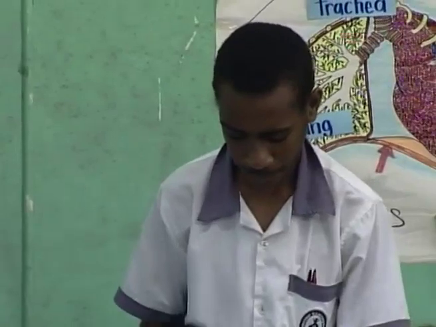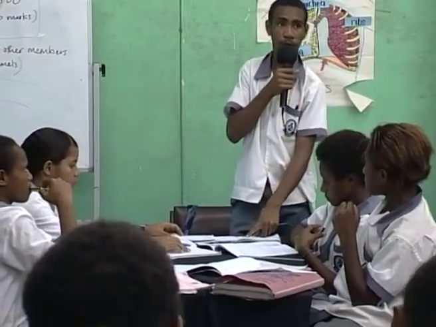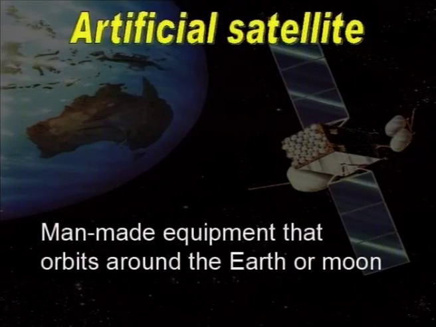Okay, JJ. It's a man-made equipment that orbits around the Earth or Moon. It is a man-made equipment that rotates around the Earth. Very good. JJ was taking down his notes. If you were taking down your notes, then you would have answered in the same manner. It is a man-made equipment that rotates or orbits around the Earth or Moon. Good. Give yourself a big tick. That is correct. Now the next question.